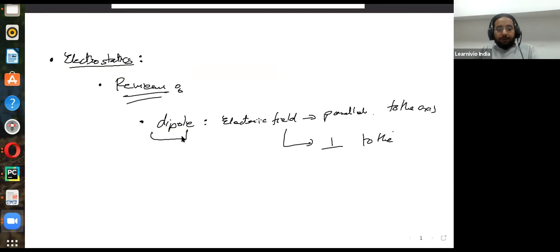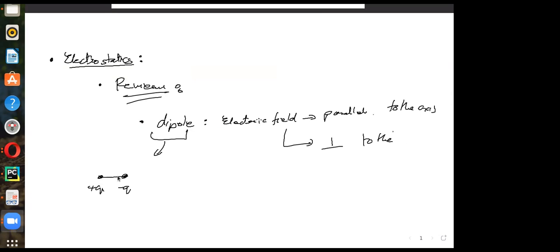And when we were talking about the dipole, we were essentially talking about these two charges, where we had a plus q and a minus q. And I had a question.